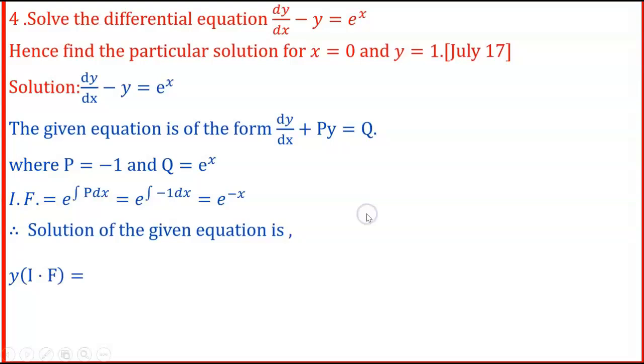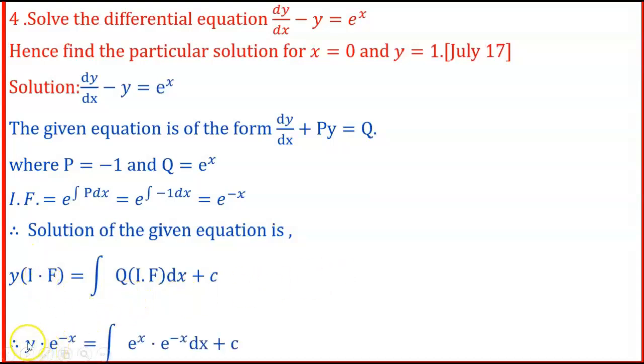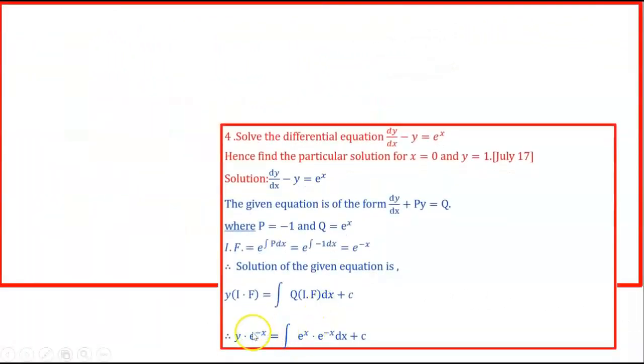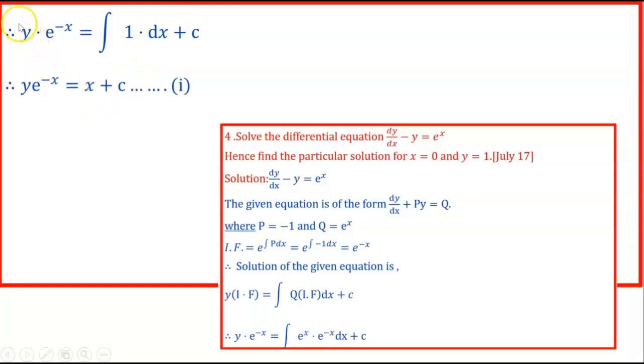Now, the solution of the given equation is y into IF is equal to the integral of q into IF dx plus c. Therefore, after substituting the value of IF, that is y into e raised to minus x is equal to the integral of e raised to x into e raised to minus x dx plus c. Okay. And finally here, we will integrate this e raised to x into e raised to minus x. Then you will have e raised to 0. e raised to 0 means what? 1 dx. Therefore, the integral of 1 dx is x. Therefore, y into e raised to minus x is equal to x plus c. Okay, this is the first equation.